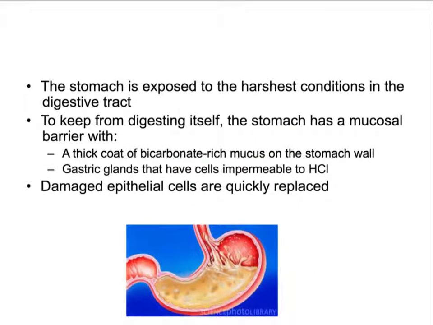The stomach is exposed to the harshest conditions in the digestive tract, so it has to have that mucosal membrane to protect it. And it's made of a bicarbonate-rich mucus in the stomach wall. And the cells and the glands also have cells that are impermeable to hydrochloric acid. So they're specially evolved to be able to withstand that high acidic environment. And then also there's a high cell turnover rate here in the stomach, and any damaged epithelial cells will be quickly replaced.